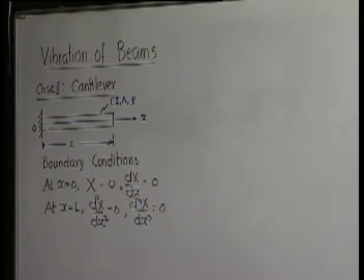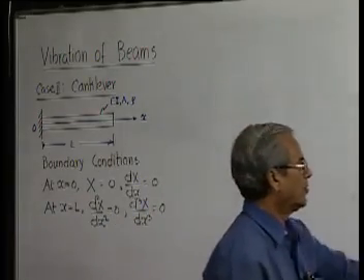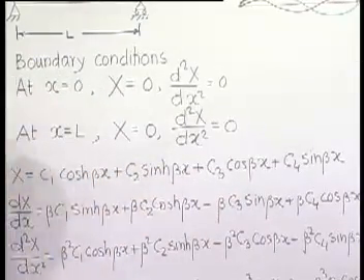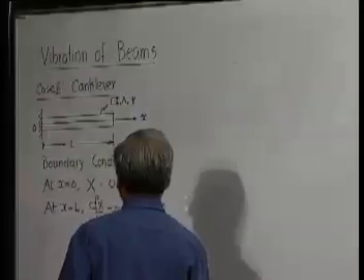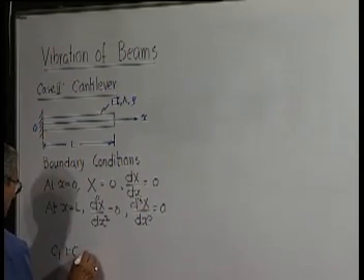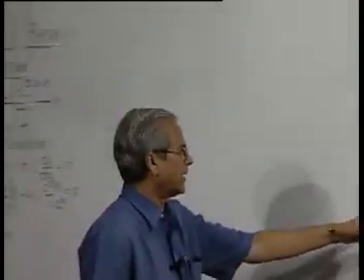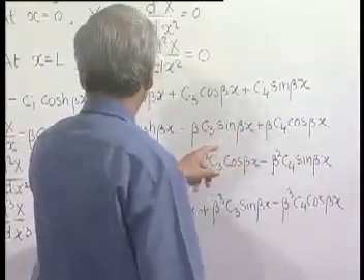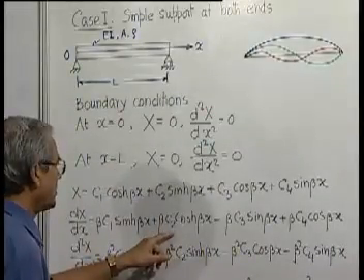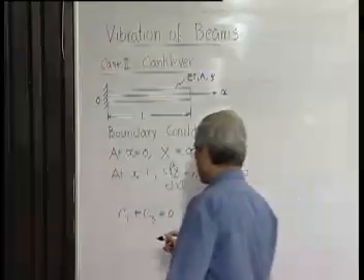When we use that, say these two, if we apply, obviously at x equal to 0, this term will vanish, this will be 1. So C1 plus C3 equal to 0. Next we go to the second condition, that is here. So now this term and this term go. So it is beta C2 plus beta C4. So C2 plus C4 equal to 0.